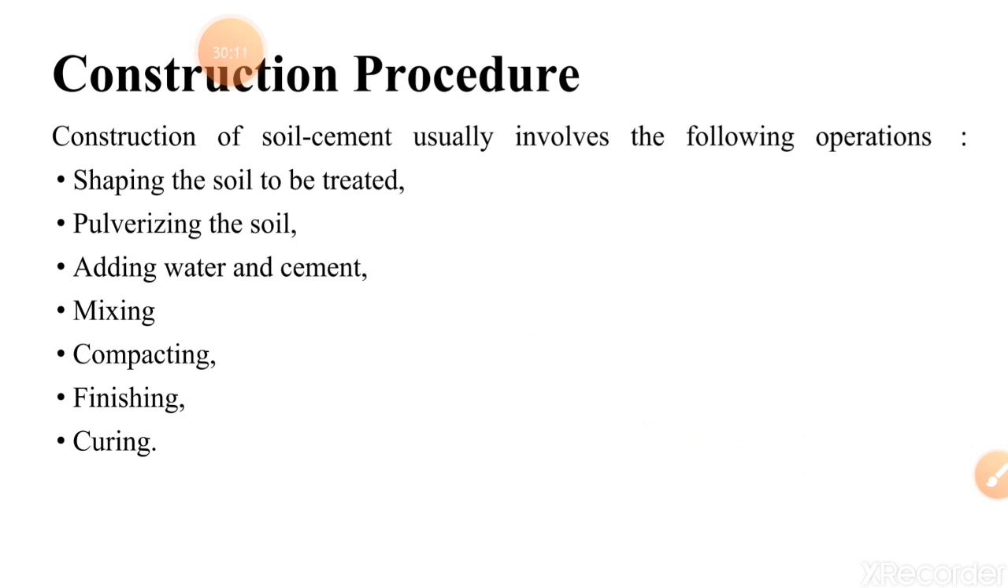Second step is pulverizing the soil. Whatever existing soil, we have to pulverize it, loosen it, and mix it thoroughly so that once the cement is added, it will be mixed thoroughly with the soil. That step is called pulverization. Various machineries are available to pulverize and loosen the soil.